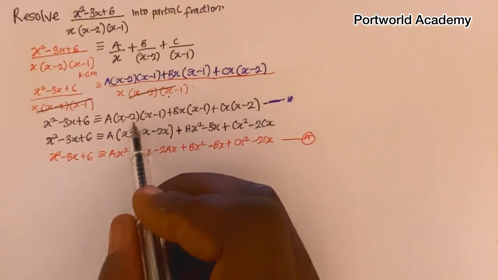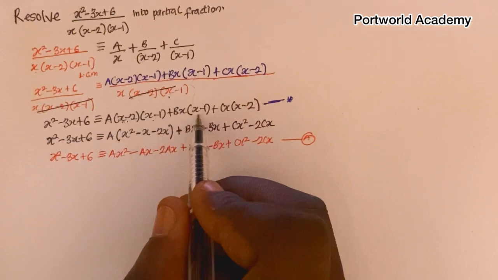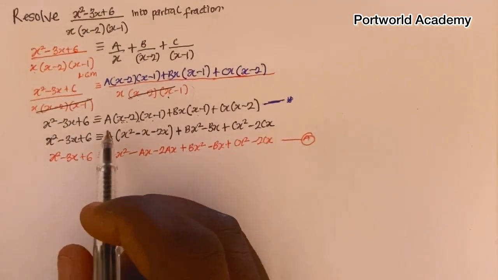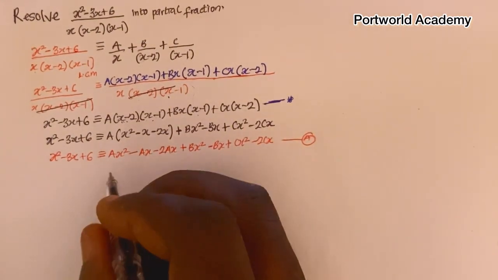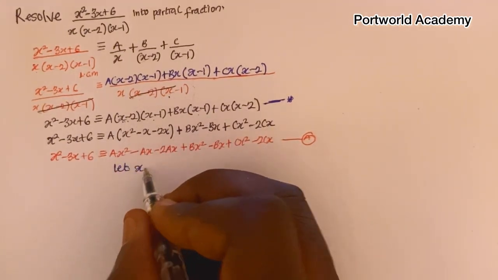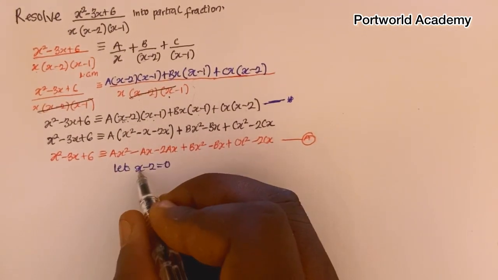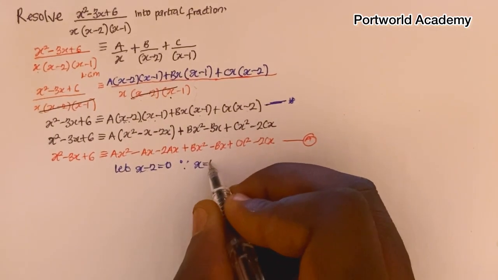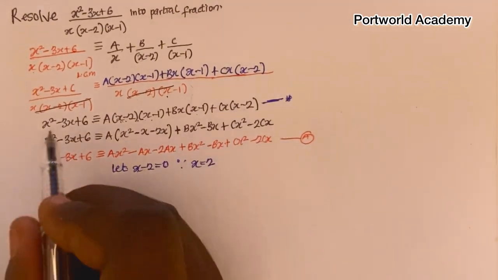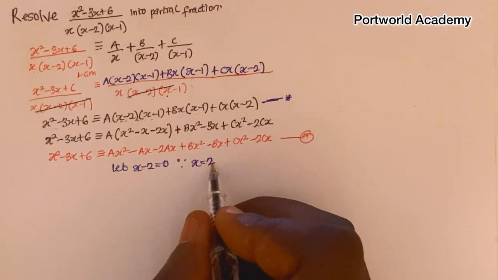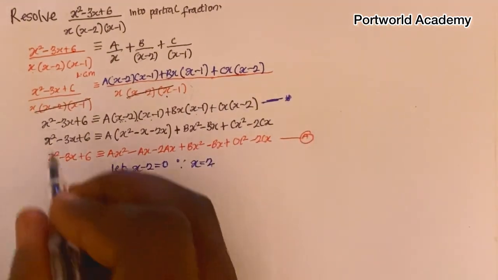Now looking at this, I can identify some linear factor here, on which I can apply the assumed or trial and error method. So applying trial and error, I'm assuming x minus 2 equals 0. Therefore our x will be equal to 2. Then what if I put this 2 inside this equation star? What am I going to have?